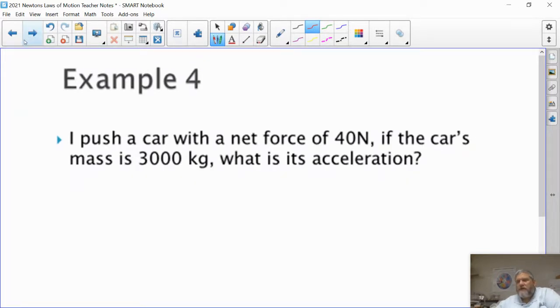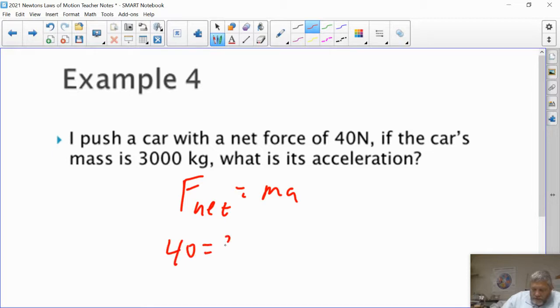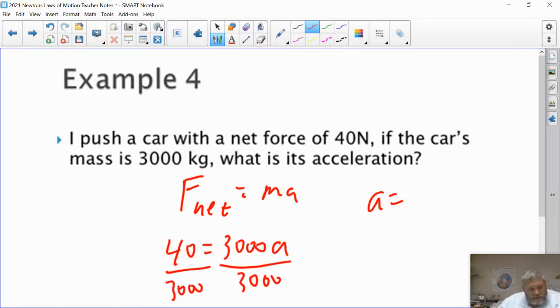If I push a car with a net force of 40 newtons and the car's mass is 3,000 kilograms, what's the acceleration? Well, that's easy. Let's plug and chug. F net equals ma, so 40 equals 3,000 times A. We divide both sides by 3,000, and I get my acceleration to be 40 divided by 3,000. It's going to be a really small number, 0.0133 meters per second squared.